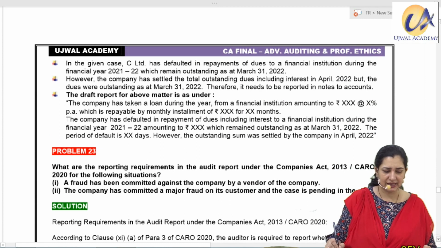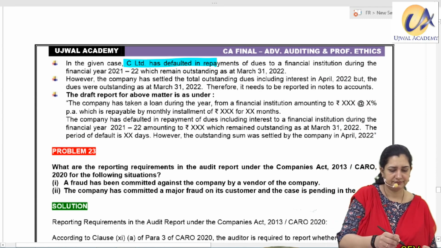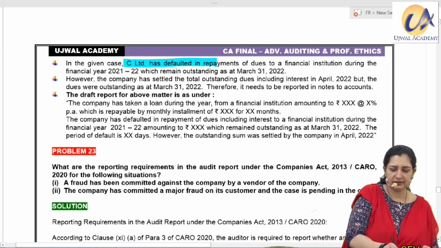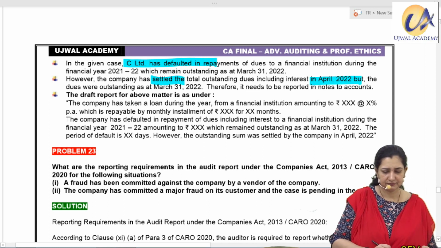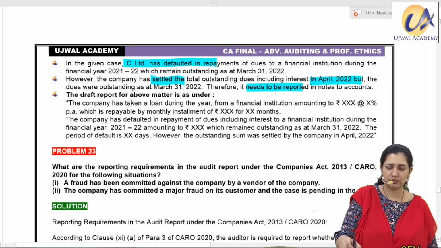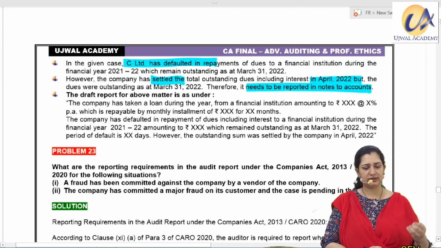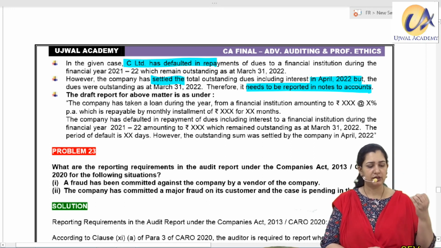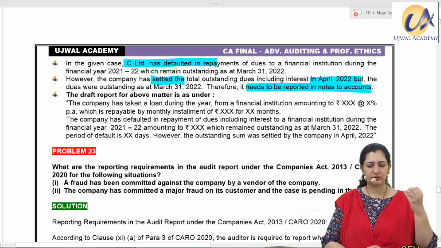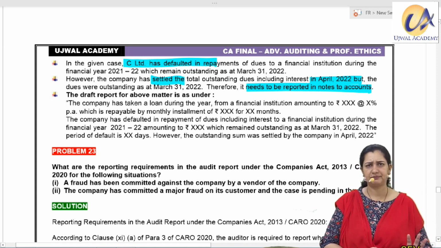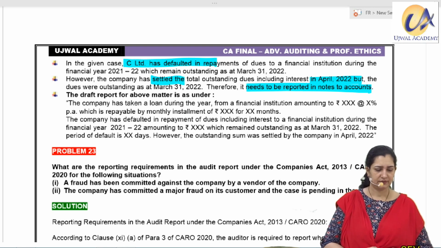So in the given case, they have defaulted. They have settled it in April, but still it needs to be reported. So how will you report? You will mention that they have taken a loan at this rate from this bank or whatever. So many months it was outstanding and it was settled in April. Mention all that, but you have to mention.